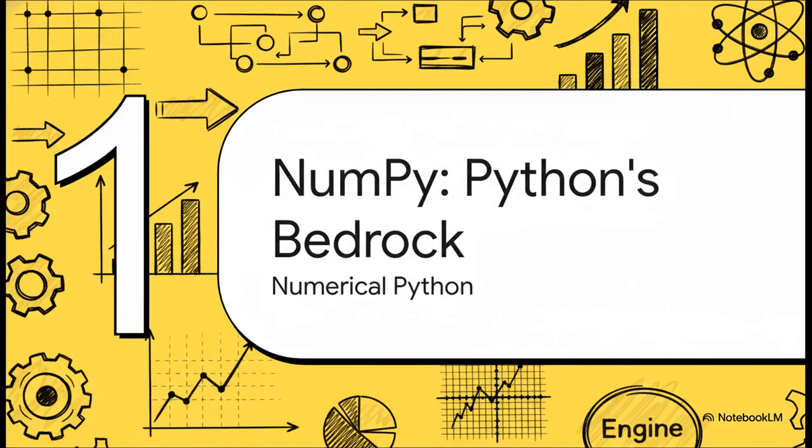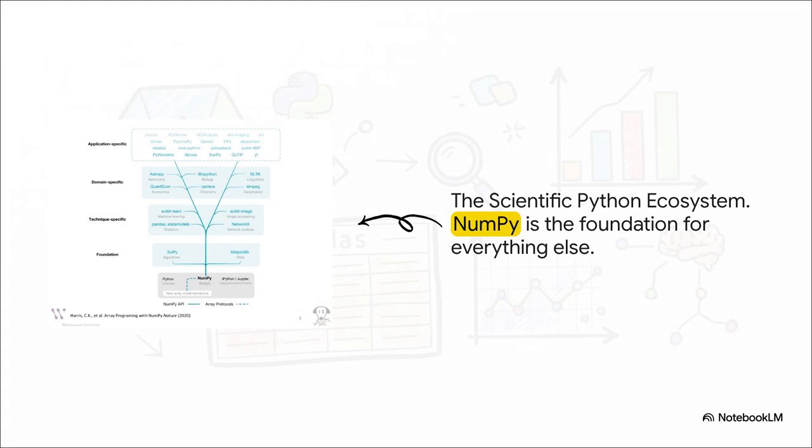All right, first up, let's meet the unsung hero of the Python data science world, NumPy. This library, which is short for numerical Python, is the engine that drives pretty much all scientific computing you'll ever do in Python. You know, this slide just captures it perfectly. Think of the Python data science world as a giant skyscraper. NumPy is the concrete foundation. It's not the flashy part you see from the outside, but it is absolutely what supports everything else.